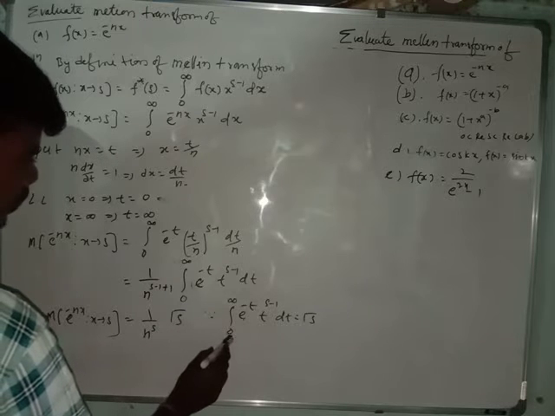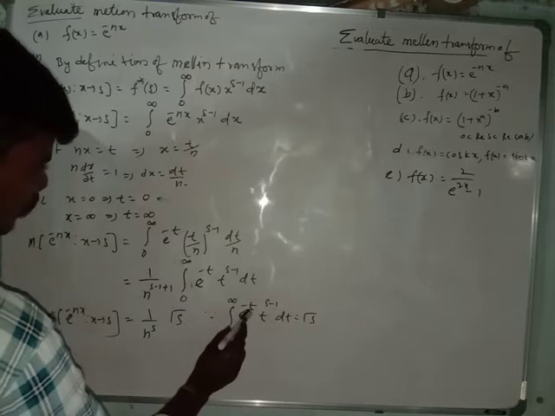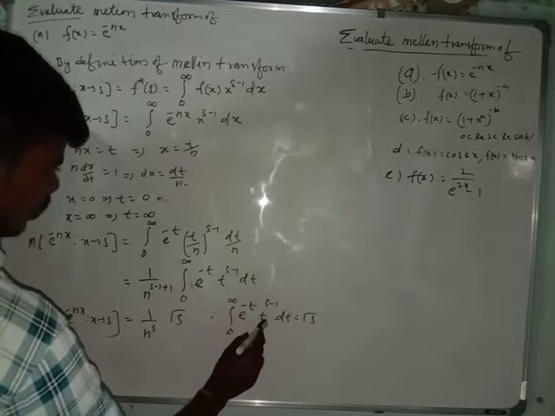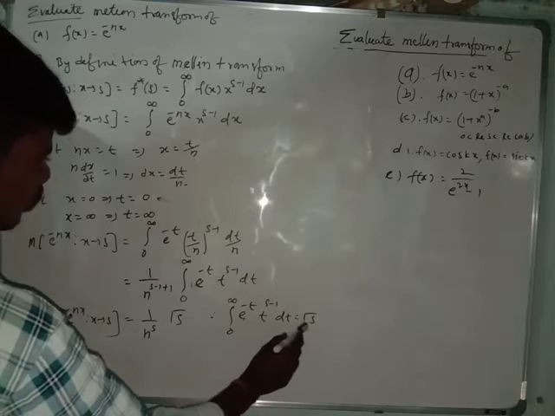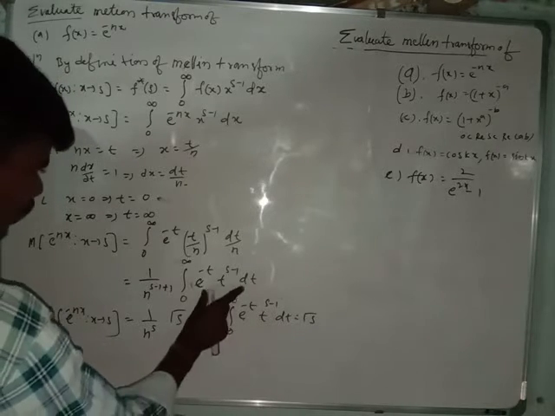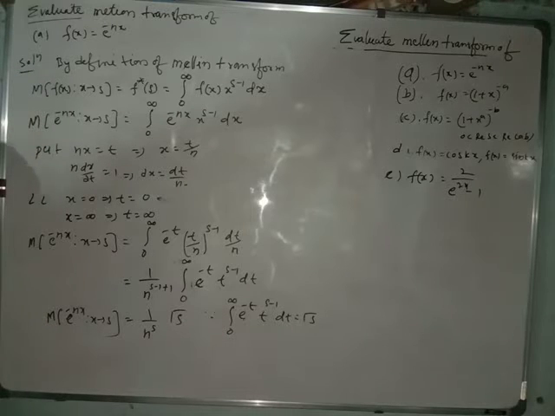This remaining integral equals gamma of s, since gamma of s equals the integral from 0 to infinity of e to the power of minus t times t to the power of s minus 1 dt. So this value equals gamma of s. This is our required Mellin transformation of e to the power of minus nx. Okay. Now go for B.